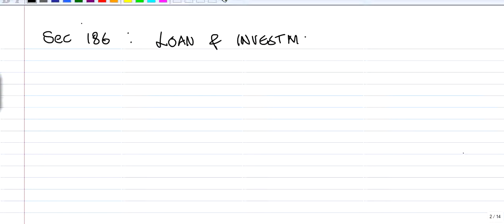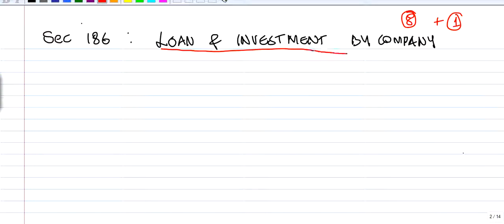Hello friends, Section 186 of the Companies Act. That is a loan and investment by company. I'm expecting an 8 marks question. Most probably it will come for 8 marks and a 1 mark MCQ, 1 or 2 marks. So it is a very important section from the examination point of view also.